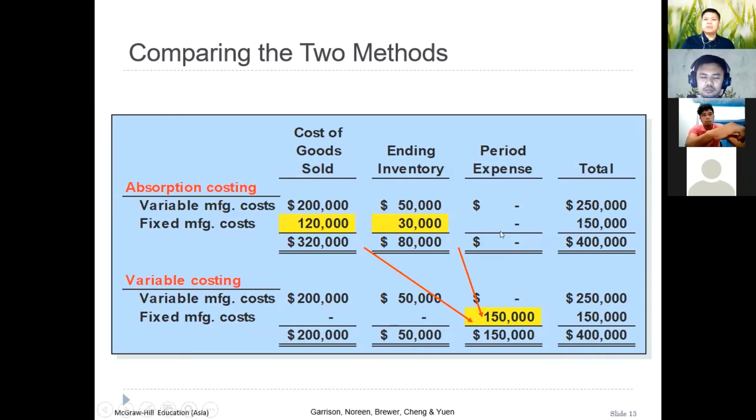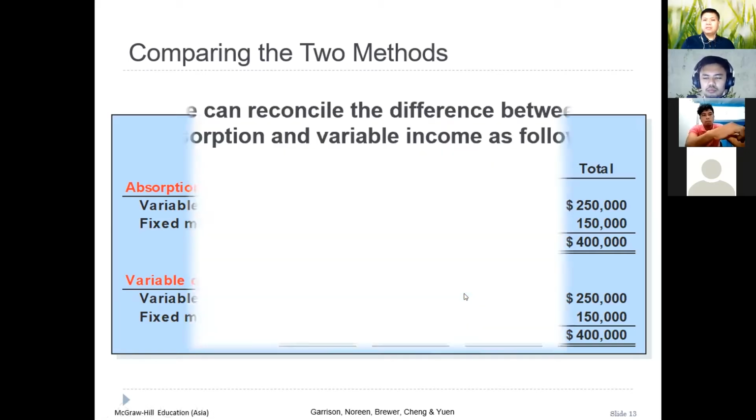Pero iba ang pinuntahan nila dun sa income statement. And where is the difference? The difference is in the ending inventory.